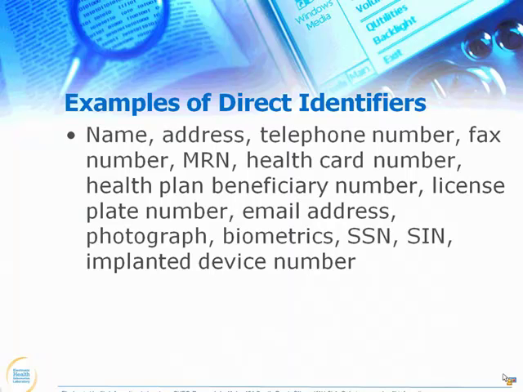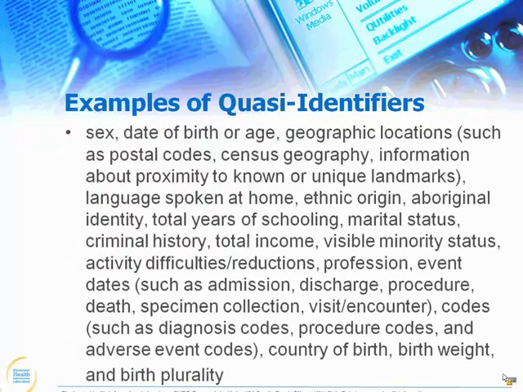Examples of quasi-identifiers. Most of these are relational quasi-identifiers. You have sex, date of birth or age, and any geographic locations such as postal codes or census geography. The census usually defines areal units in a different way. So in Canada, instead of a postal code, you may have dissemination areas or census tracts. Information about proximity to known or unique landmarks.